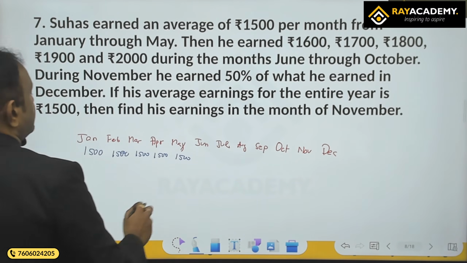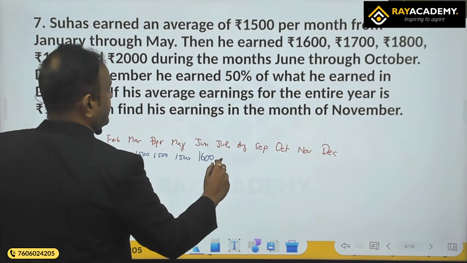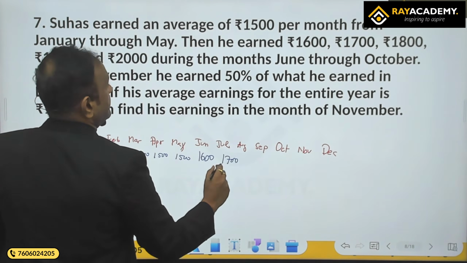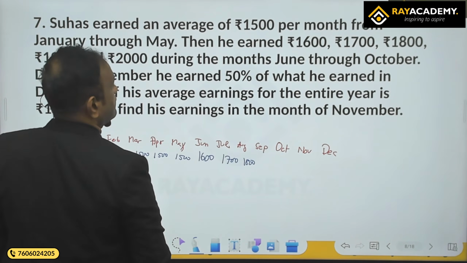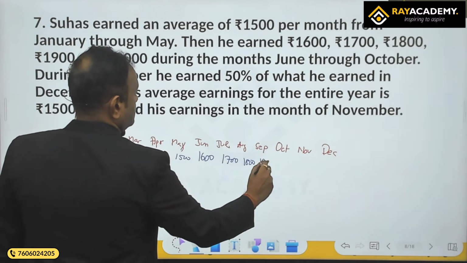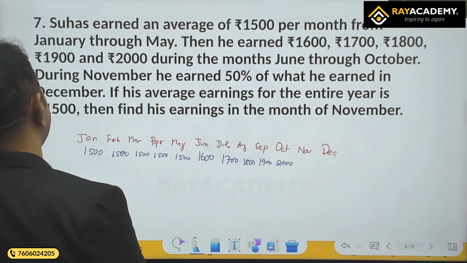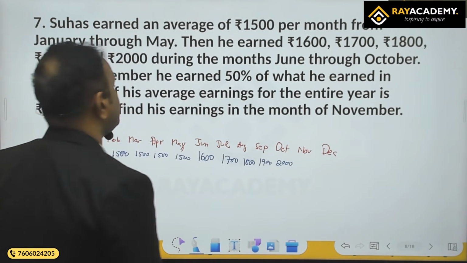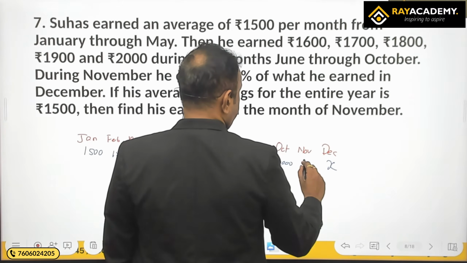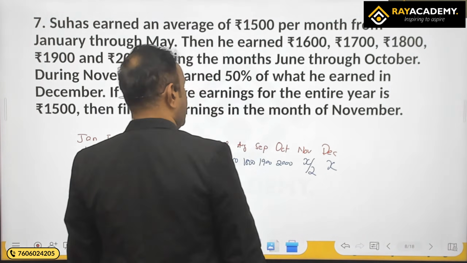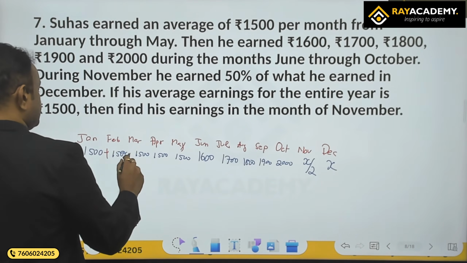Then you had 1600, 1700, 1800, 1900 and 2000 for June through October. But during November he earned 50% of what he earned in December. So suppose December is X, then November is 50% of X, which is X by 2, because 50% means half. Now we have to add all this total.